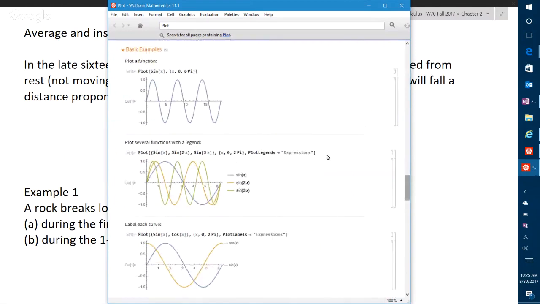So after plot, you put a bracket, you define the function, and then in curly braces, you're going to define an interval. So sine of x, and then a comma, curly brace, and then since your variable is x, your variable needs to be x inside the curly braces, and you define an interval from 0 to 6 pi for this one. For ours, since we're only doing it over the first 2 seconds, maybe we'll go from 0 to 3. That would be probably appropriate. But our variable is going to be t.